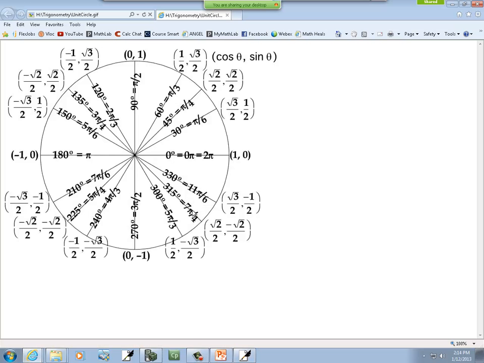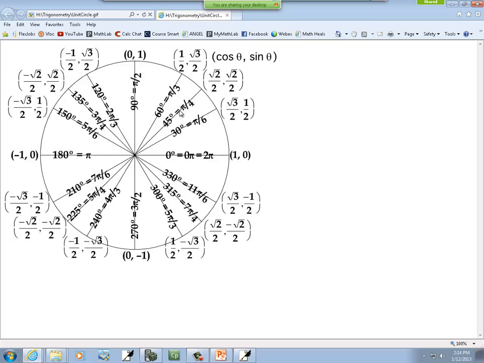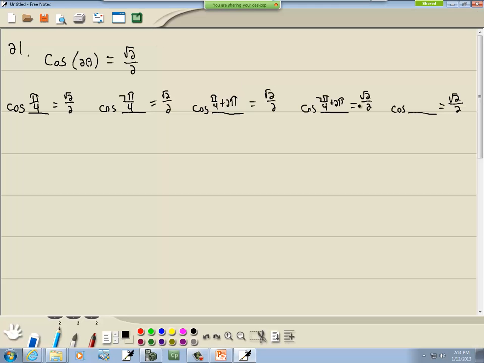If I'm here at 7 pi over 4, I know if I add 2 pi onto it, I'm back to where I was. So this will be 7 pi over 4 plus 2 pi. And I know if I'm at pi over 4, if I add 2 pi, I'm back here. If I add another 2 pi, I'm back here. So we can add 4 pi. You can actually add any multiple of 2 pi.